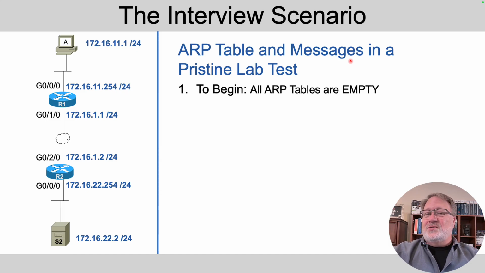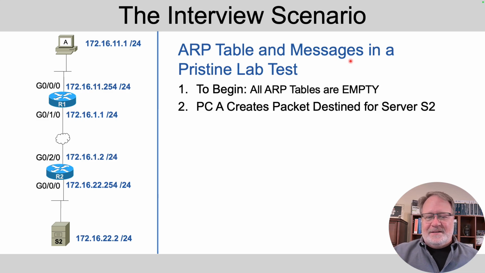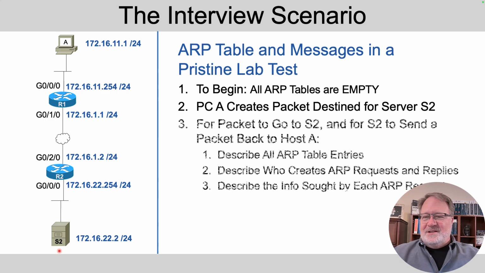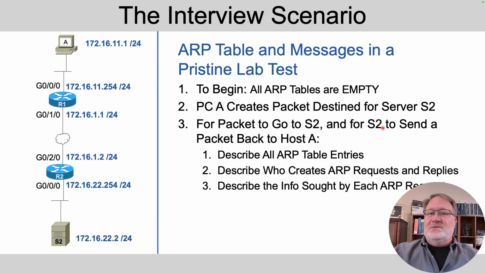To begin, let's assume all the ARP tables on all devices are empty. Now that's hard to create in real life because these devices all want to send traffic, right? But let's start assuming they're all empty and that when PCA generates a packet to send to server S2, that's going to be the event that causes these devices to generate ARP messages and fill up their ARP caches. So that's the driving event. For that packet to go from host A to server S2, and then for server S2 to send a return packet back to host A, what has to happen in terms of what ARP is up to? That's what I want you to tell me during this technical interview.